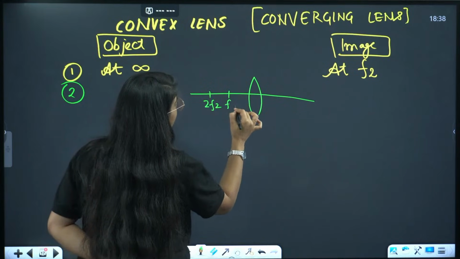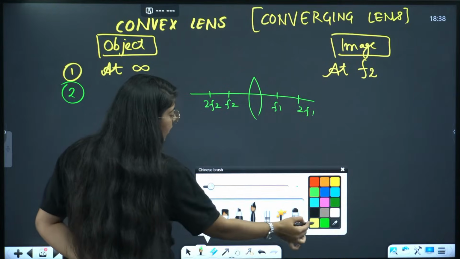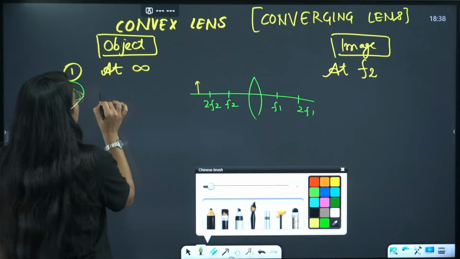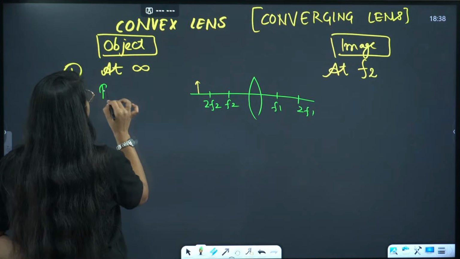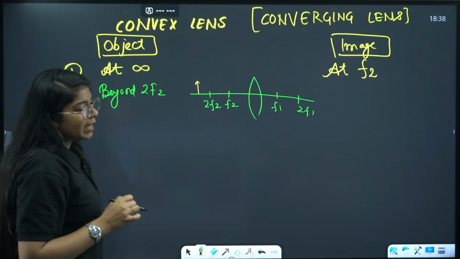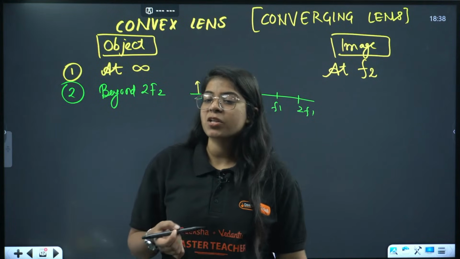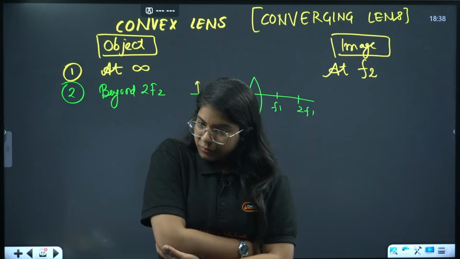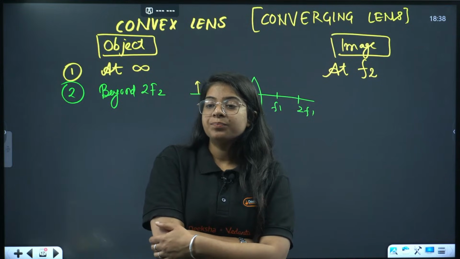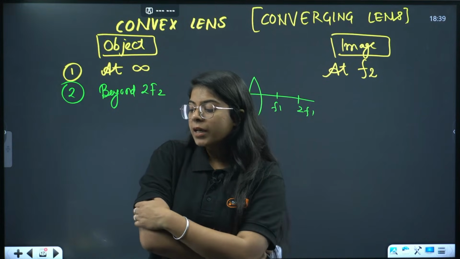Beyond 2f2. Done. F1 to F1. So it will be beyond 2f2. This will be my object. Where will the image be formed? Jaldi batao. Yes, real, inverted, diminished, highly. Very good. Beyond 2f2. Very good. And then where will the image be formed?